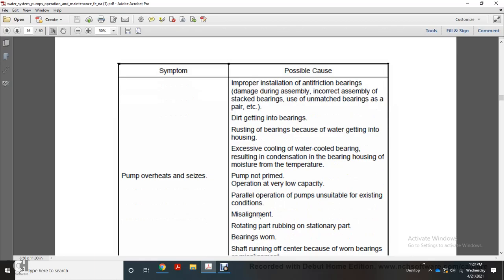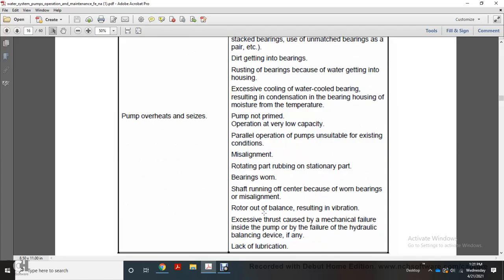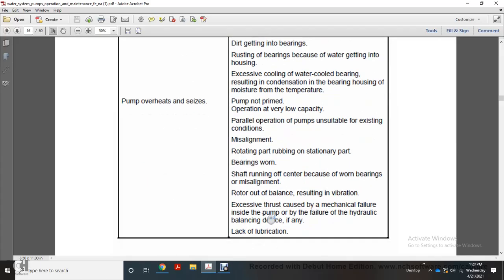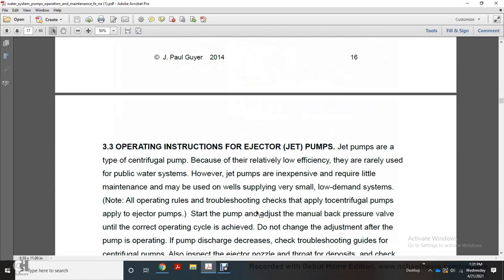Pump overheats or seizes: pumps are not primed, operation at very low capacity, parallel operation, pumps unsuitable for existing condition, misalignment, rotating part rubbing the stationary part, bearings worn, shaft running off center because of worn bearings or misalignment, rotor out of balance, resulting in vibration. Excessive thrust caused by mechanical failure inside the pump or failure of the hydraulic balancing device, if any. Lack of lubrication.